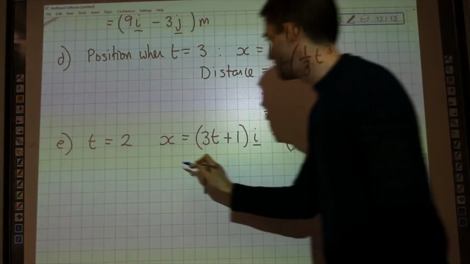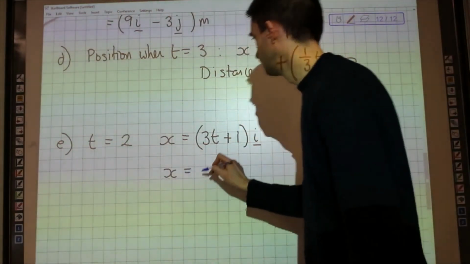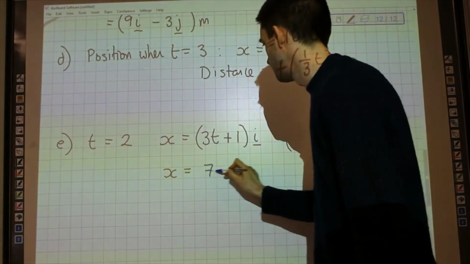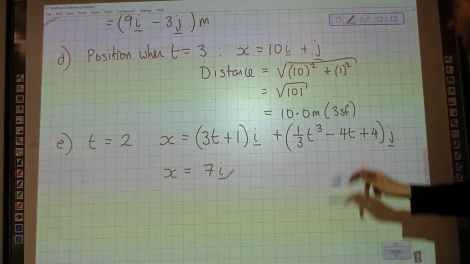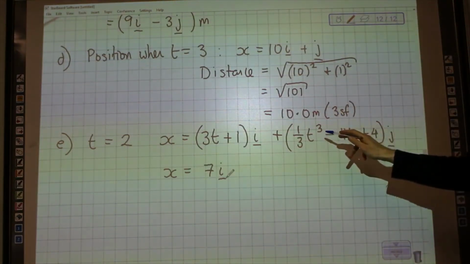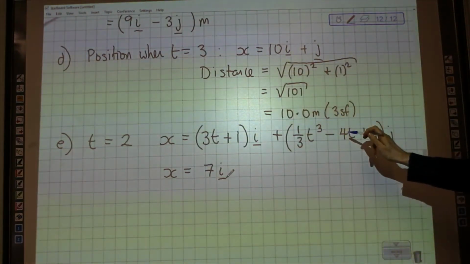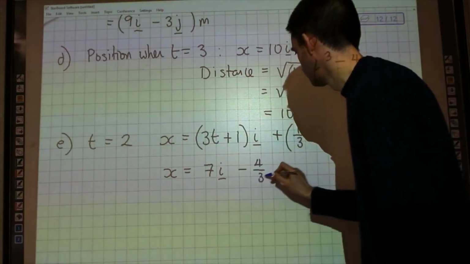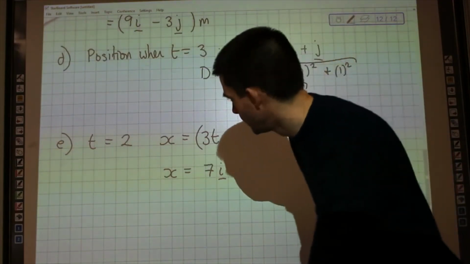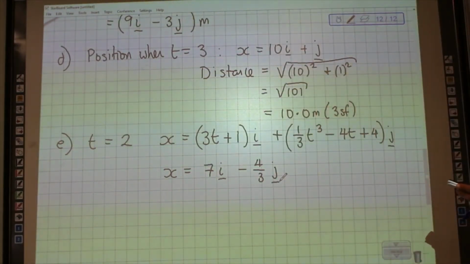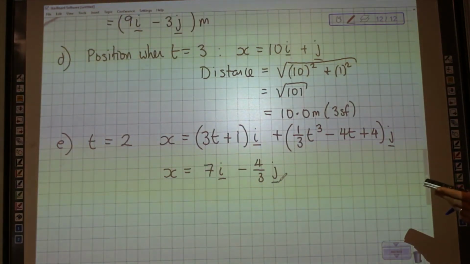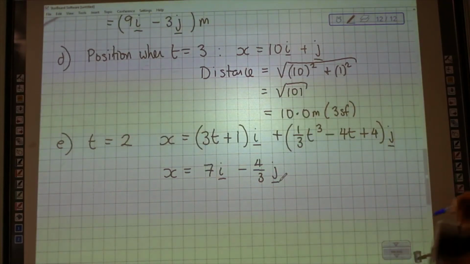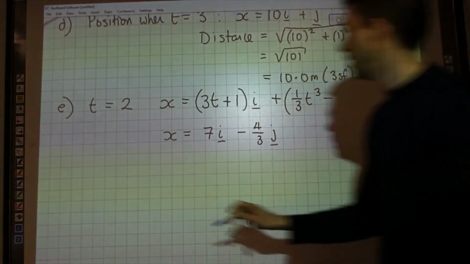Right, when t is 2, I get 7i, and when I put t in here, I get 8 over 3 minus 8, so negative 16 over 3, so I get negative 4/3 j. We'll just check that. 8 over 3 minus 8 plus 4, negative 4/3. Yeah, lovely.